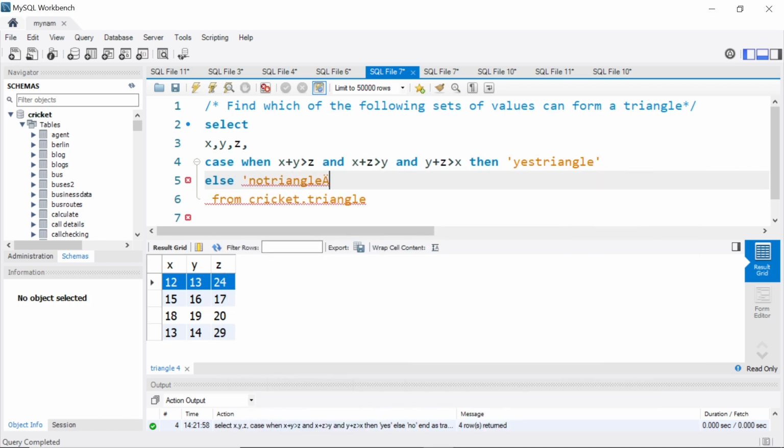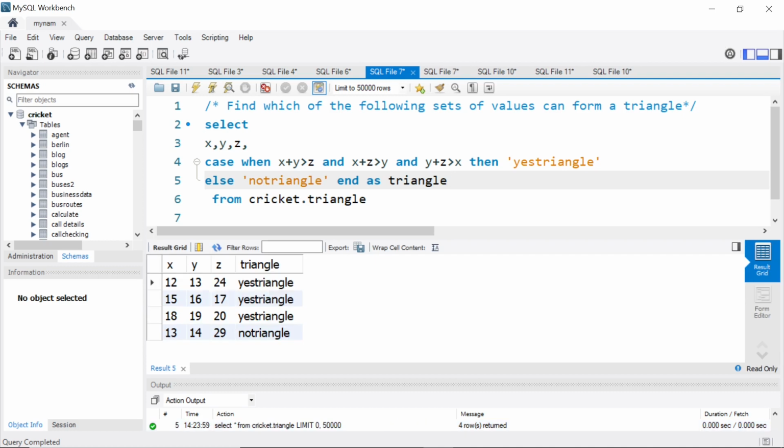And I could say end as, right, the syntax of the case statement. That's it. We can give it a name, triangle. Now let's run. Now we see in this case it obeys, right? 12 plus 13 is greater than 24, 13 plus 24 is greater than 12, 12 plus 24 is greater than 13. So for the first three cases these properties are obeyed, but in the fourth case, 13 plus 14, 27, is less than 29. Since it disobeys, it cannot be a triangle, so we get no triangle.